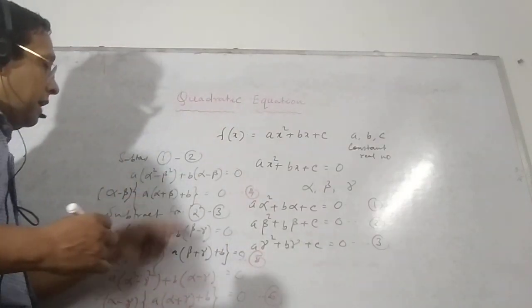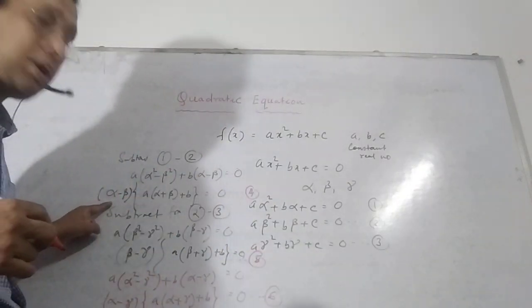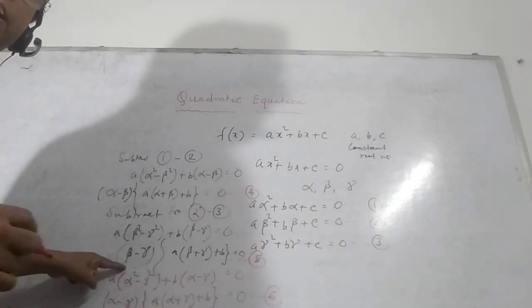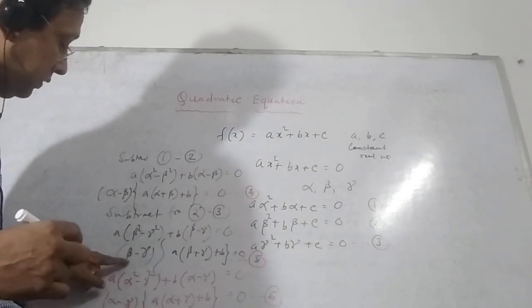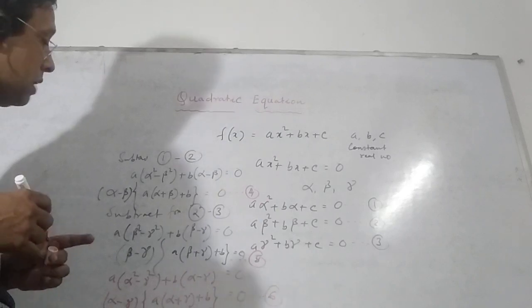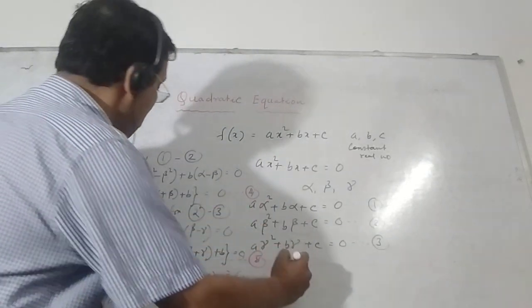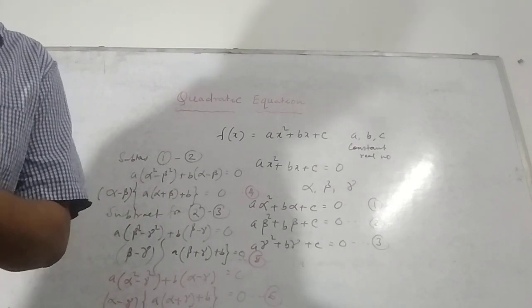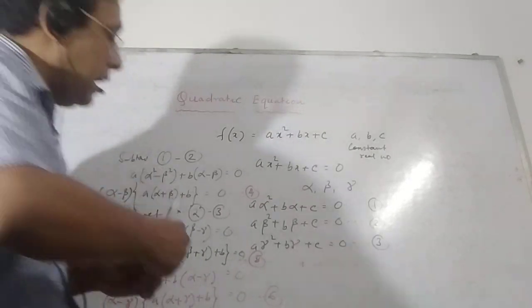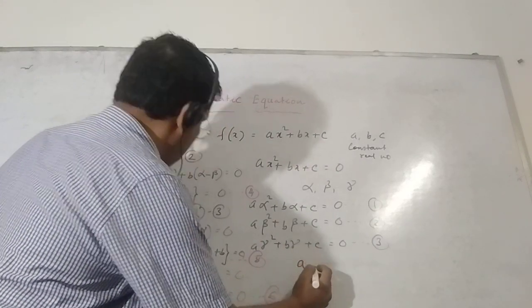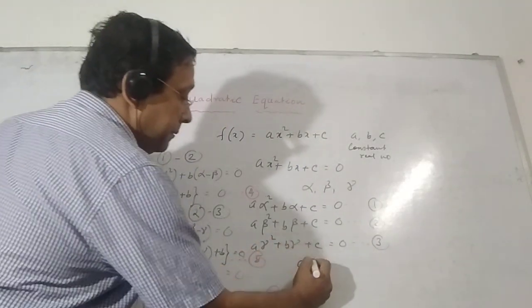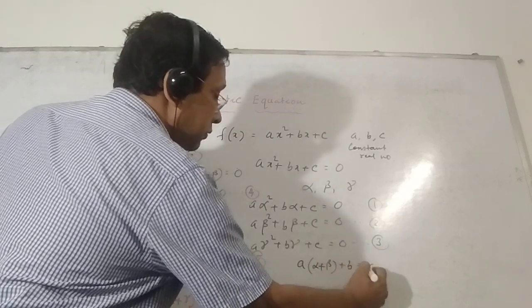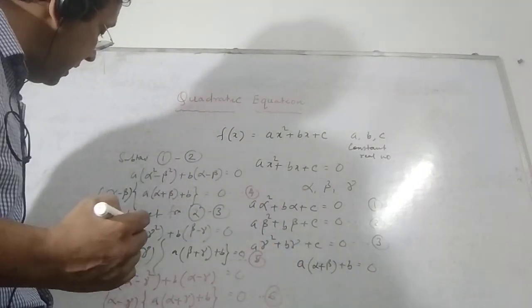So if I see, alpha minus beta is not equal to 0. It's a factorized form you have learned in class 10. Beta minus gamma is not equal to 0. Therefore this cannot be 0. Similarly, alpha minus gamma is not equal to 0. Therefore I can write over here that a into alpha plus beta plus b is equal to 0. This one, I can write.